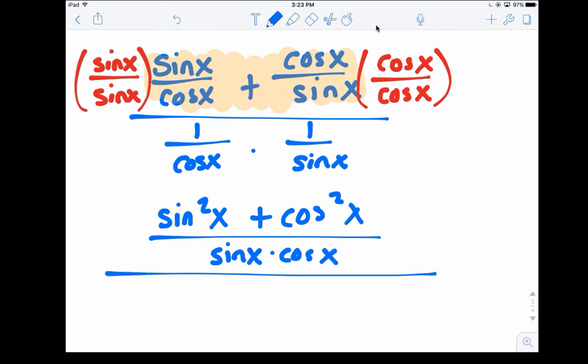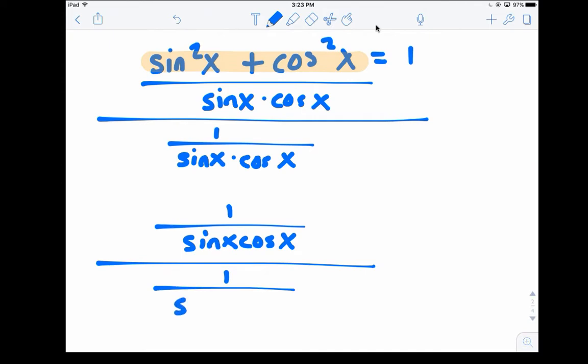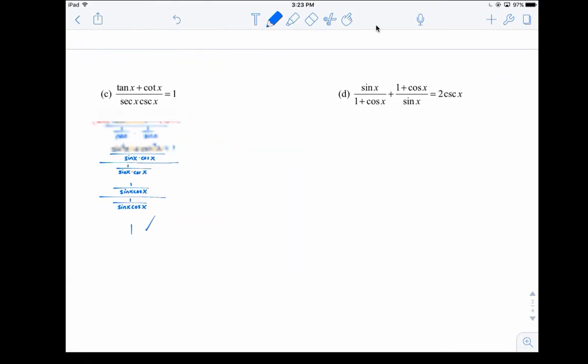Okay, and then that is all over 1 over sine times cosine. Alright, and you guys should be kind of recognizing where the answer is coming from now. So this 1, sine squared plus cosine squared, is going to turn into 1. Okay, so now you have 1 over sine times cosine divided by 1 over sine times cosine. Okay, anything divided by itself is just 1. So you're done with the third one.